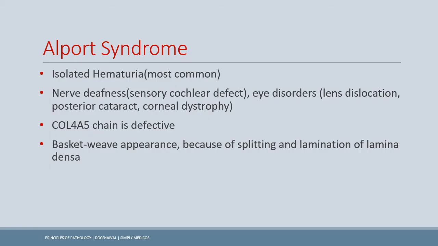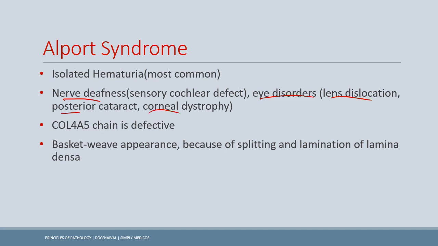Lastly, we would see the Alport syndrome. In the Alport syndrome, actually there is deficiency or defective collagen 4, and specifically the alpha 5 chain. Okay. Now, because the collagen is involved in the development of the cochlea and in the lens or cornea, they would affect these structures. Now, the most common presentation is isolated hematuria. Okay, and it also involves the cochlea, so that would lead to nerve deafness. Then the eye disorders like lens dislocation, posterior cataract, and corneal dystrophy.